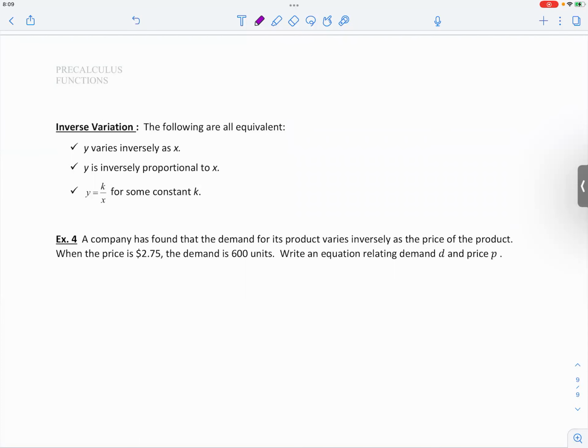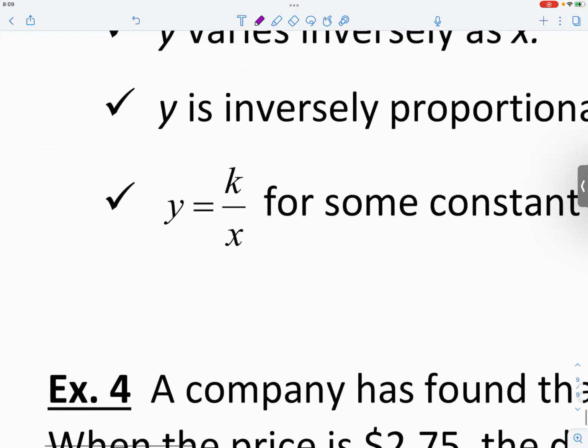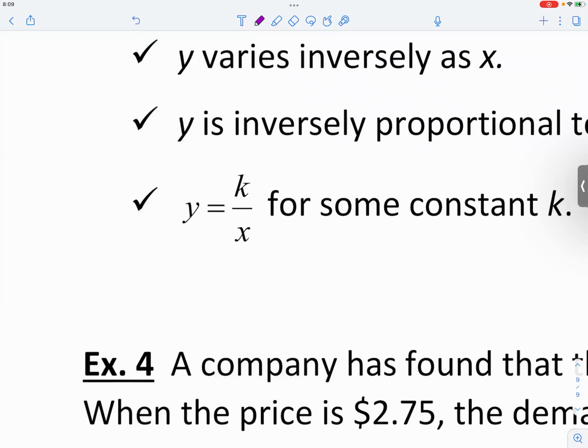As I said earlier, inverse variation is when one thing goes up, the other one goes down. Now, I want to take a moment to show you this notation right here, this fraction, because a lot of people are not really comfortable with fractions. And as you become a higher level math student, you become a better thinker. And you should really know the general behavior of a fraction.